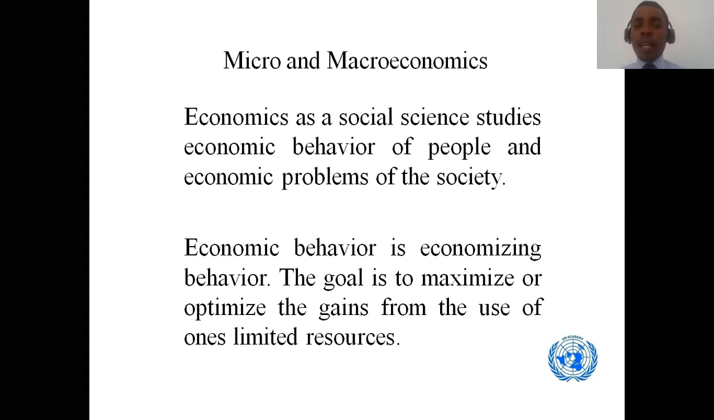So if you bring the two together, it simply means that social science has to do with methods of predicting human behavior, of predicting the consumption pattern of humans, all right, or of predicting the production pattern of producers, all right, because you have consumers and you have producers and you also have factors of production, determinants of factors of production, all right. So majorly, economics as a social science studies human economic behavior of people and economic problems of the society.